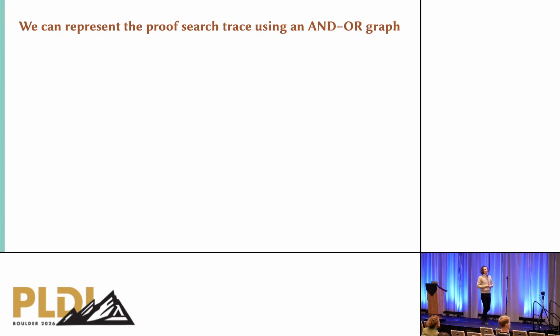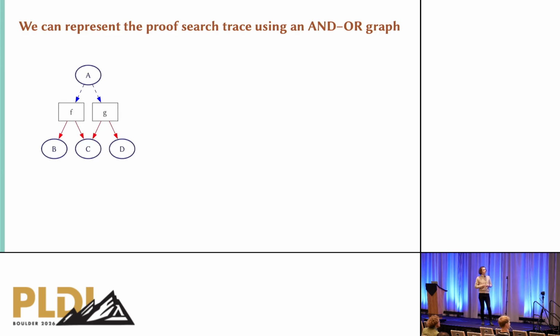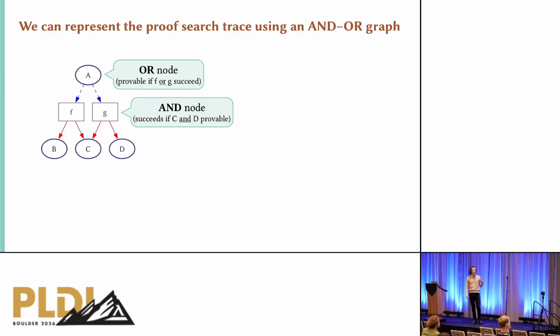Well, to see why, we can represent proof search using a data structure called an and/or graph and understand exactly why it's so hard. An and/or graph is a bipartite graph consisting of or nodes and and nodes, where or nodes are going to be provable if any of their children succeed. We'll say that an and node is going to succeed if all of its children are provable.